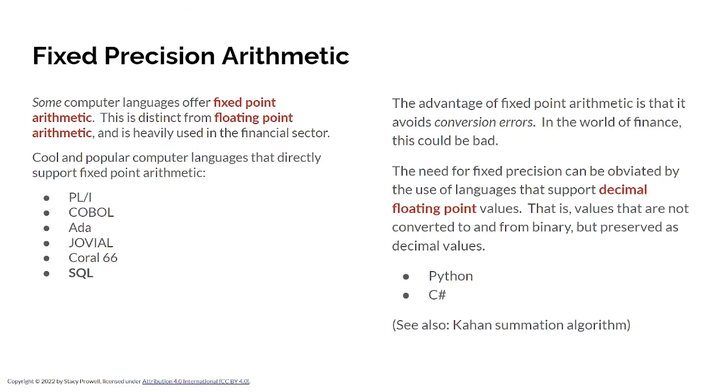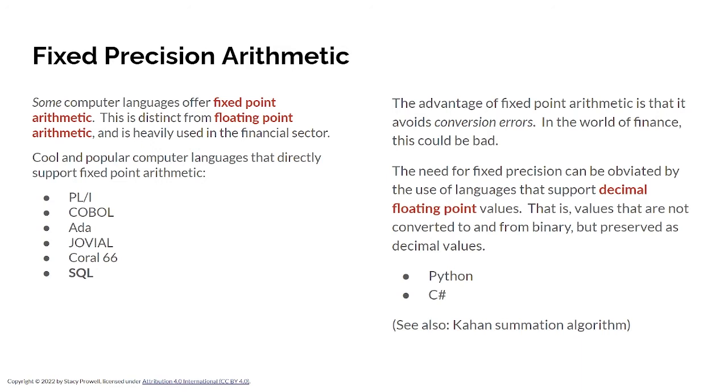So why are we going through all this? Well, some computer languages offer fixed point arithmetic. Now, I'm sure you're familiar with floating point arithmetic, where you can take 0.5 and multiply it by 0.5 and get 0.25. And that's all fine.